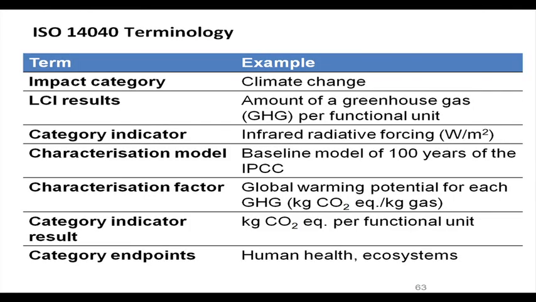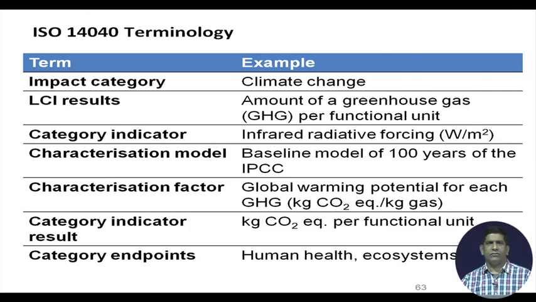So the amount of greenhouse gas, most of the time when we say it, is expressed in terms of CO2 equivalent. So it's the CO2 equivalent which we use for our calculation. Then category indicators, we had the infrared radiative forcing.